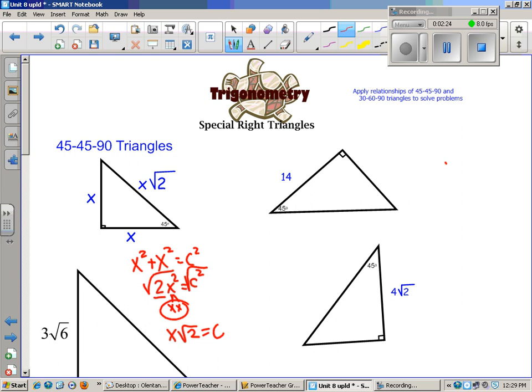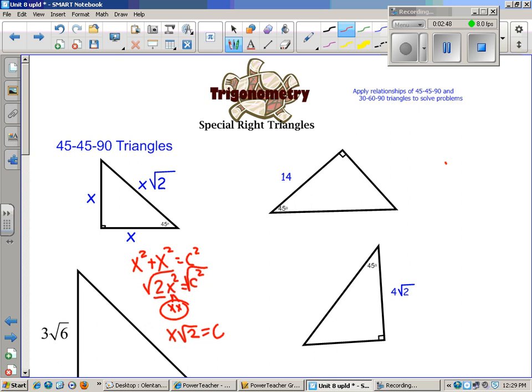45, 45, 90 triangles always have the same ratio. So rather than having to do the Pythagorean theorem, it's sort of a shortcut. We don't have to solve for the missing side. We know what they are already, how they're related already. That's why we stop and look at special triangles, because it saves us from doing the math.